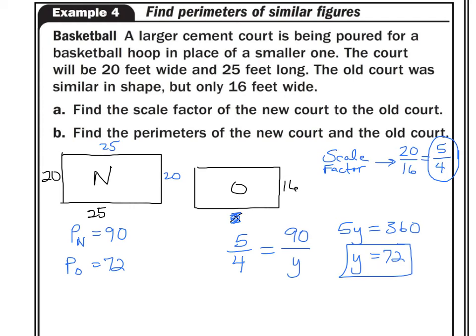Okay, so we've got the scale factor right here of 5/4. Perimeter of the new court, perimeter of the old court. Remember, the ratio of the perimeters is the same as the scale factor, so they're equal to each other.